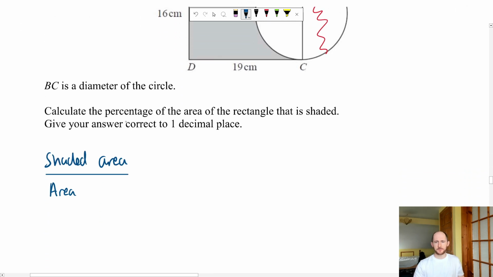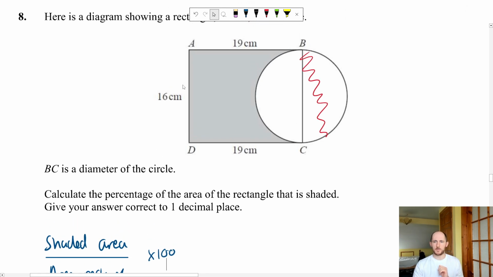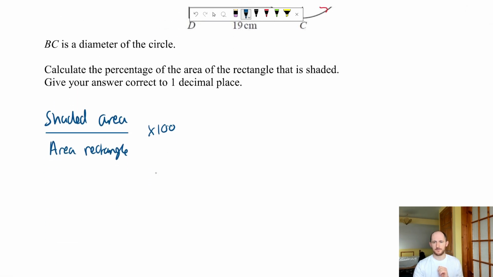That's what fraction of the area is shaded. How do you turn fractions to percentages? All you do is you times them by 100. So again, it's the shaded area over the area of the rectangle. And the area of the rectangle isn't too bad. We can identify how to work that out. It would just be 16 times 19.